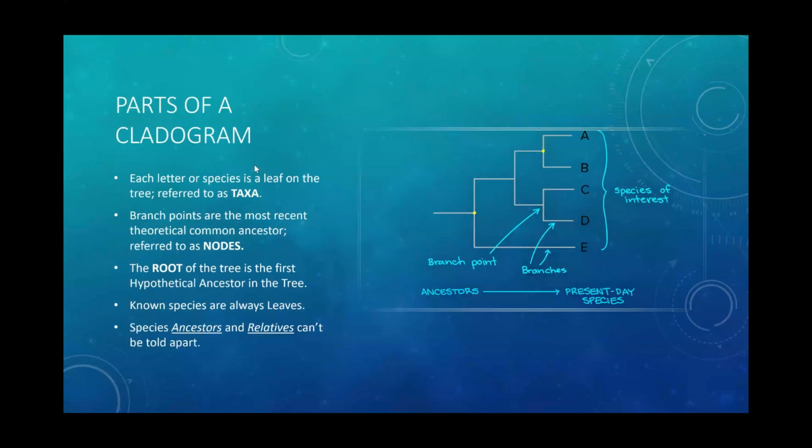Parts of a cladogram. Each of these letters is a species, which is also referred to as a taxon, and it's a leaf on this phylogenetic tree. So A, B, C, D, E, these are all leaves. Each branch point, like this yellow dot here, is referred to as a node, and it's the most recent theoretical common ancestor for two taxa, or for more taxa. This one is for A and B, this would be for A, B, C, and D, and then this would be for the whole tree. The root, as we can see here, is the first hypothetical ancestor in the entire tree. Known species are always leaves, they're always taxa, because species ancestors and relatives cannot be told apart.